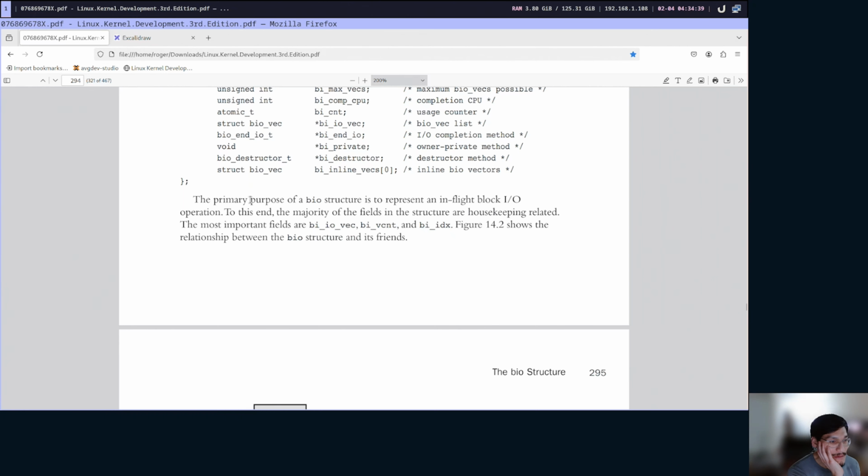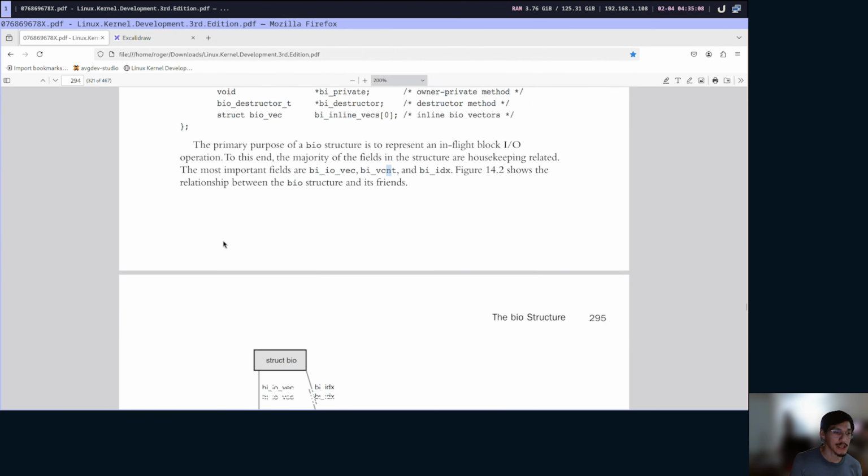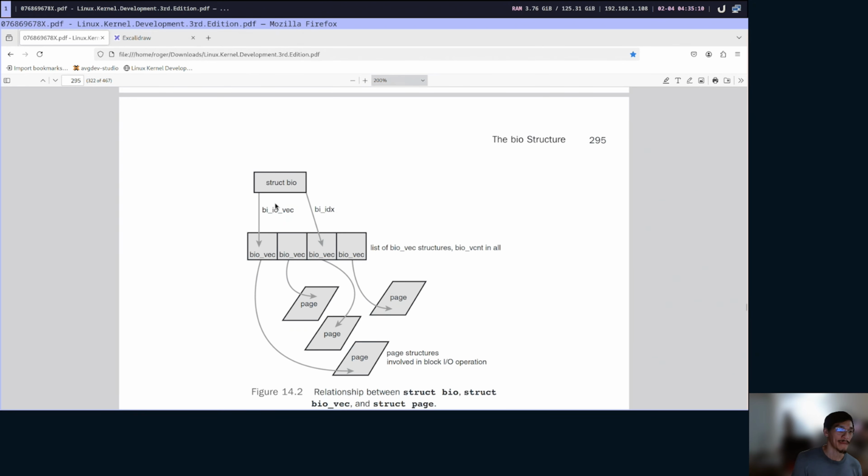The primary purpose of a bio structure is to represent an in-flight block I/O operation. So in-flight block I/O operations are basically represented as bio structures. To this end, the majority of the fields in this structure are housekeeping related. The most important fields are bi_io_vec, bi_vcnt, and bi_idx. Figure 14.2 shows the relationships between the bio structure and its friends. So the bio structure points to a list of these bio_vecs, where they all have a page associated with them.